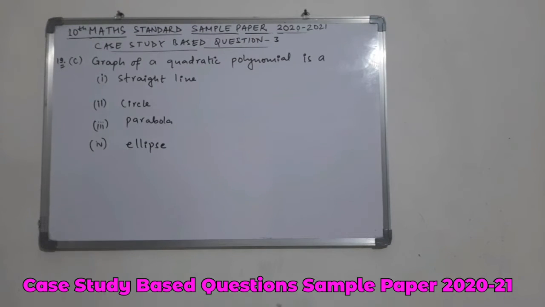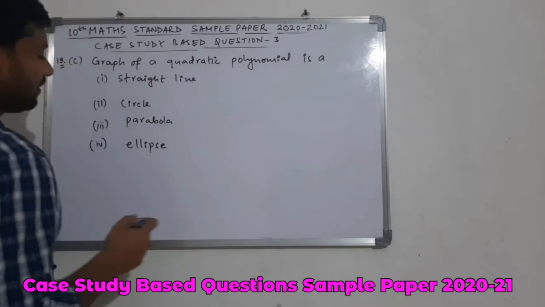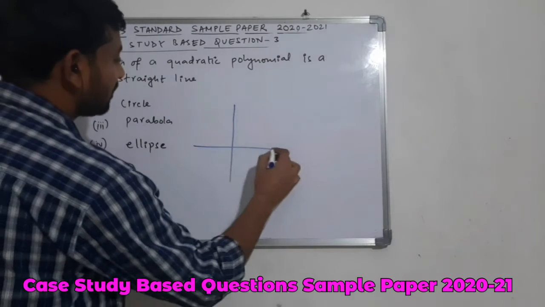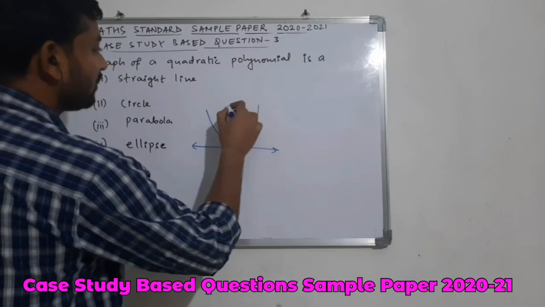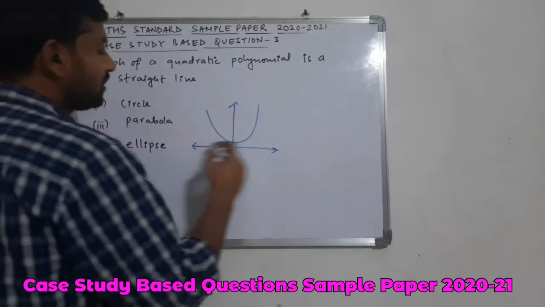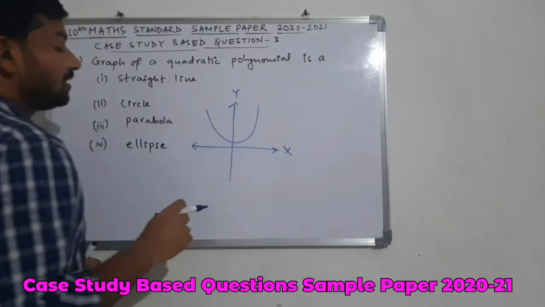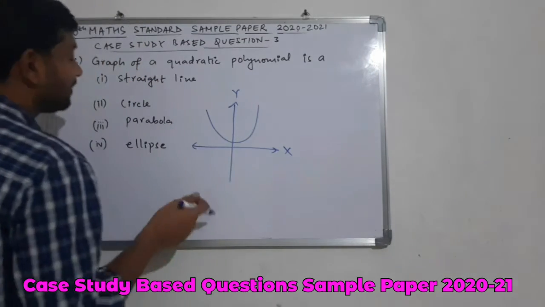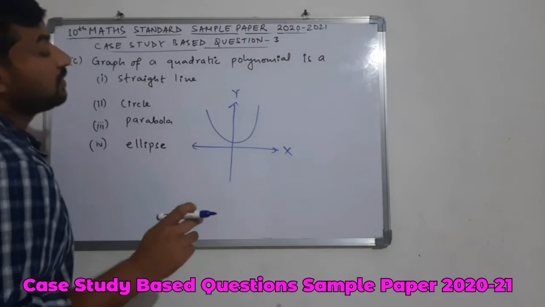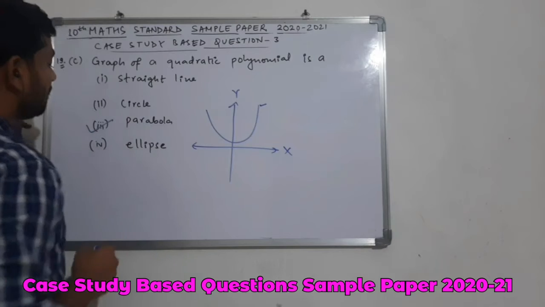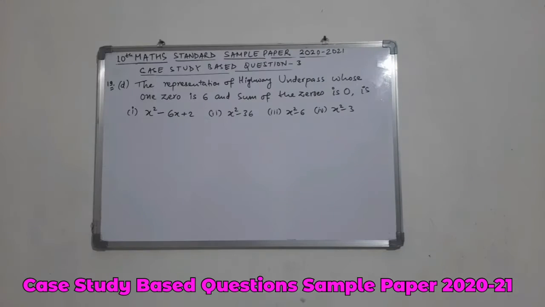So let us come to the third part of this question number 19. The graph of the quadratic polynomial is the first option straight line, second is circle, third is parabola and fourth is ellipse. क्वाड्रेटिक पोलिनोमियल का जो ग्राफ होता है, जब हम इसको ड्रॉ करते हैं तो एक पैराबोला आता है, जैसा कि हमने पिछले क्वेश्चन में भी देखा था. एक्स और वाई एक्सिस है, इसका जब ग्राफ बनाएंगे तो वो कितने पॉइंट पे एक्स एक्सिस पे कट कर रहा है, टच कर रहा है, तो हमको नंबर ऑफ जीरोस उससे पता चलते हैं. So it is clearly a parabola. So the third option here is correct.